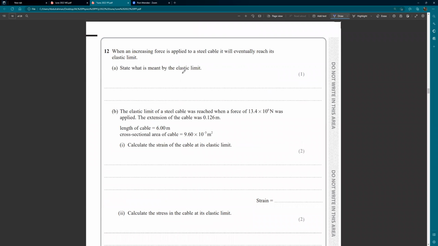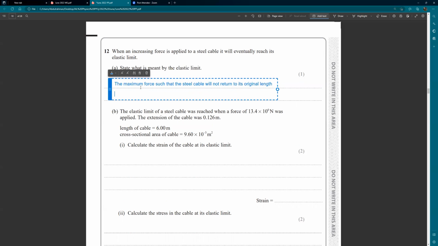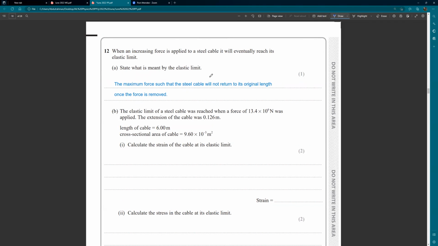Okay, when an increasing force is applied to a steel cable, it will eventually reach its elastic limit. State what is meant by the elastic limit. Elastic limit is the maximum force such that the steel cable will not return to its original length once the force is removed. Good. This is your definition for elastic limit. I wrote steel cable because you always have to contextualize the question. So when it says state what is meant by the elastic limit, it means in this scenario.